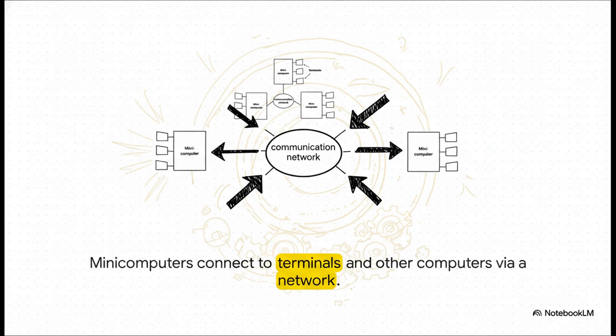The setup is pretty straightforward. You've got user terminals that connect to their local mini-computer, but the real magic is the central communication network. This network lets a user on one machine seamlessly access resources, say a specific data set or a printer, that's located on any other machine in the entire system.